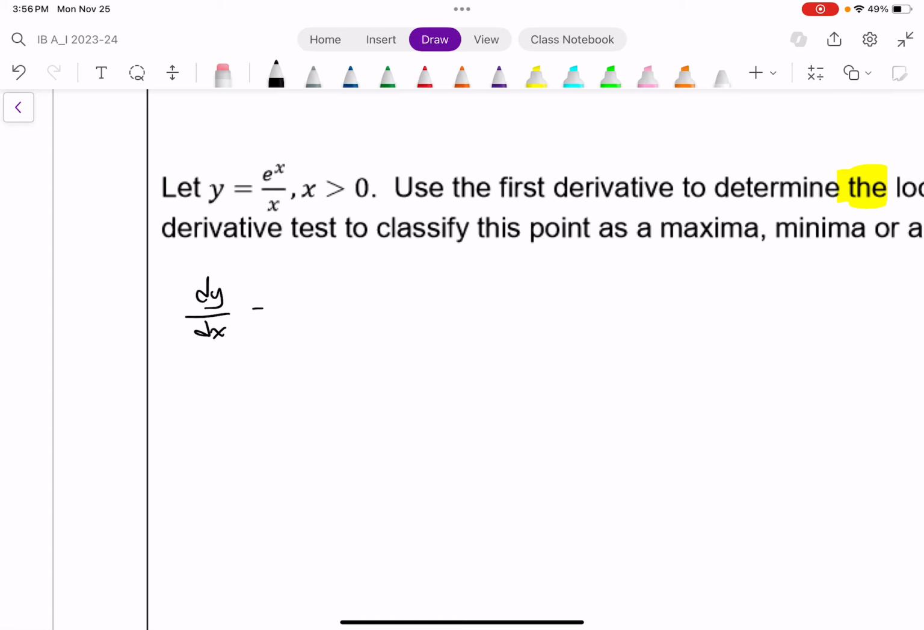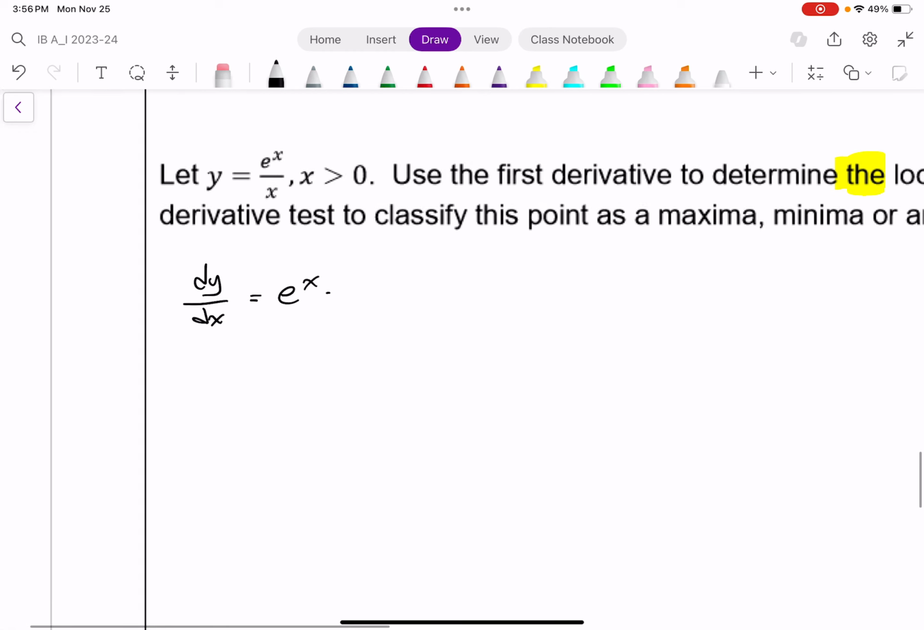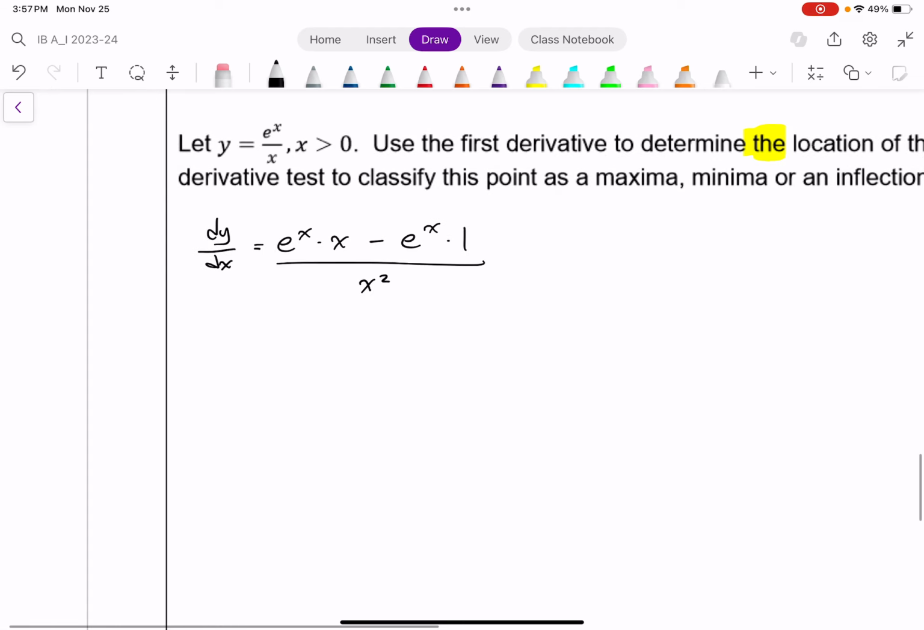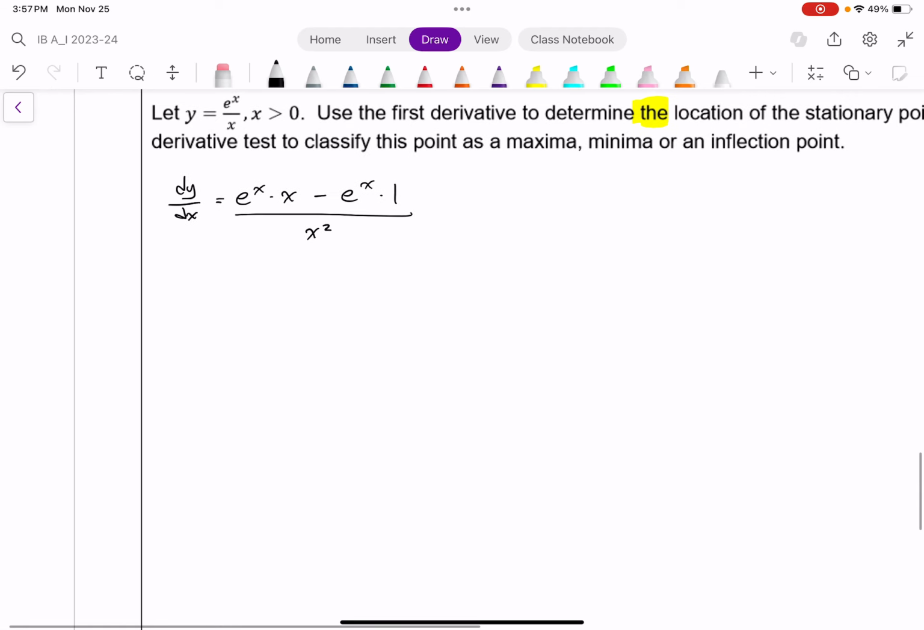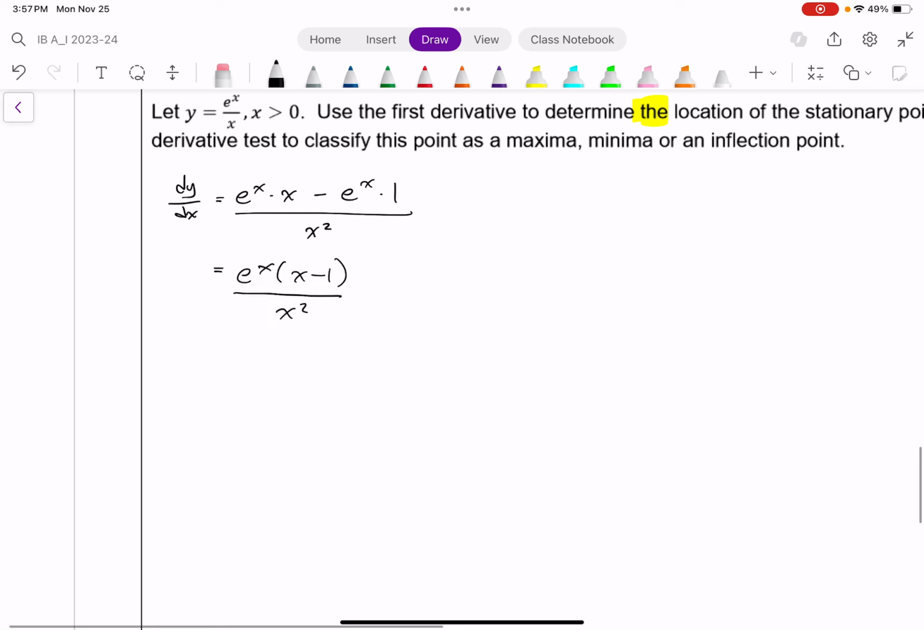dy dx should be fairly nice. I use the quotient rule, so the derivative of e to the power of x is e to the power of x times the denominator, minus the other way around, e to the power of x times the derivative of the denominator, all divided by x squared. So cleaning this up, I can take out a factor of e to the power of x, so I get x minus 1 as a factor over x squared.